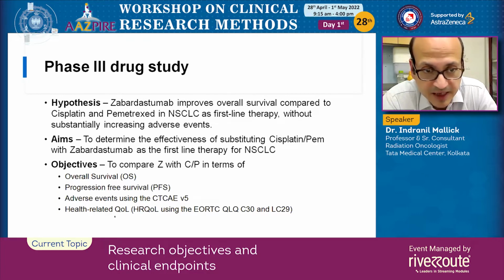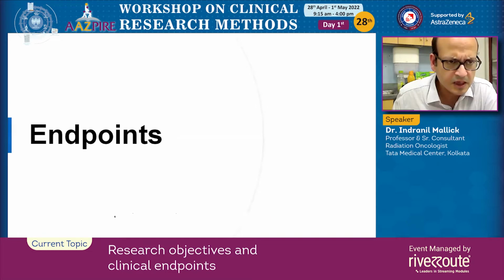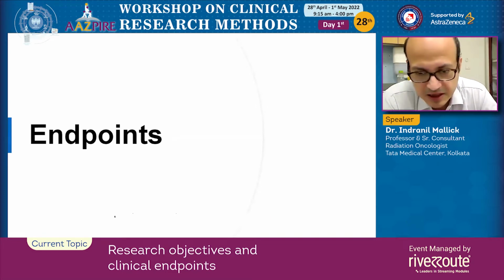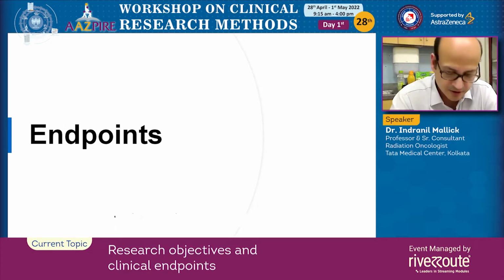And the objectives would be to compare this in terms of the overall survival, the progression-free survival, the adverse events, again mentioning the instruments that you're going to use, and health-related quality of life. So here again, your aims and objectives are changing according to the phase of the study that you're trying to do. With this background, we come to the discussion on endpoints. When we consider a drug or a treatment to be taken forward into clinical practice, you have to define the endpoints by which you will define your success. Only if it meets certain criteria or endpoints will a drug be considered important enough to be approved by the regulator and be used in clinical practice.